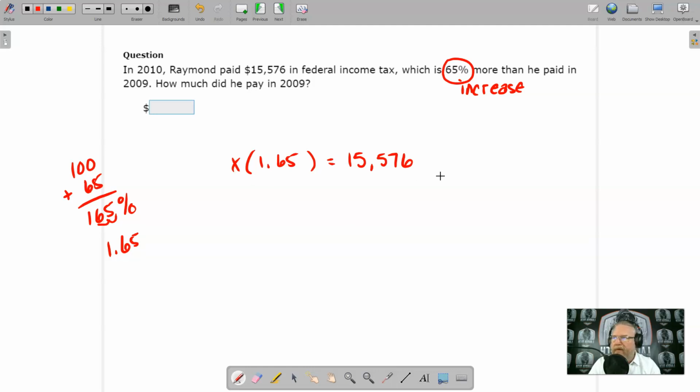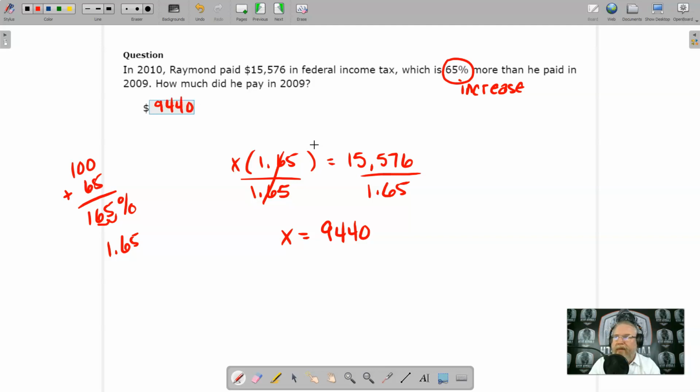Now we just have to solve the one-step equation. The x is tied to the 1.65 through multiplication. The opposite operation is division. We're going to divide by the number we wish to get rid of, which is 1.65, because we want to isolate the variable x, correct? What we do to one side, we're going to do to the other, 1.65. The 1.65s will cancel each other, leaving us with x, and 15,576 divided by 1.65 equals 9,440.